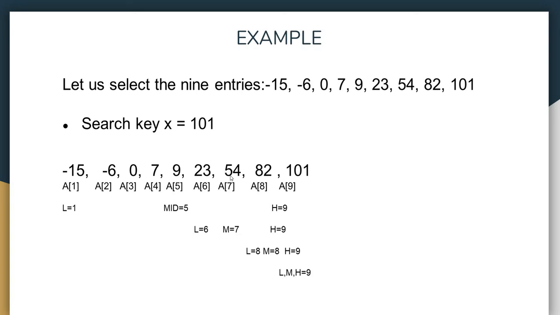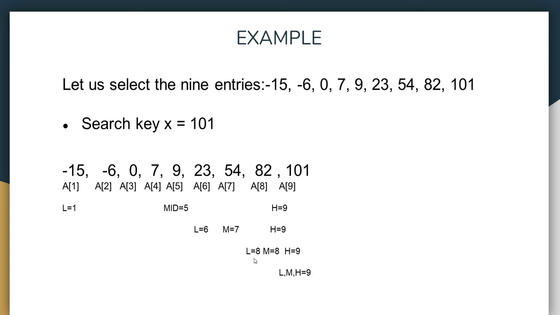The mid position value 54 is compared with the search key element 101. Here also 101 is greater than the mid position value 54. So the list is divided into two parts here. So here onwards the search is available on the right sublist only. So case 2 condition is true. So once again the low equal to mid plus 1, that is 7 plus 1 8, high equal to 9.